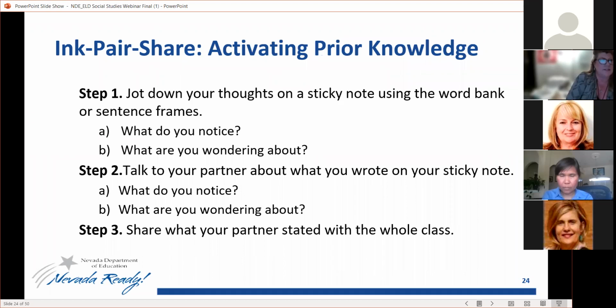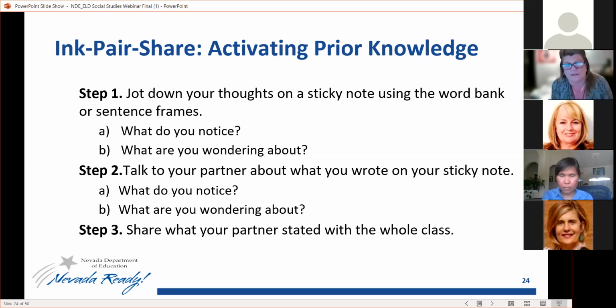Next slide, please. After you are done with your gallery walk, this is where the students have time to reflect. It's called, instead of think, pair, share, you're going to ink, pair, share. And what you're going to do is your students are going to write down their conclusions and their thoughts and ideas about what they noticed and what they wondered.